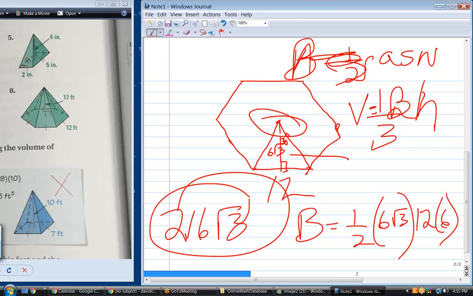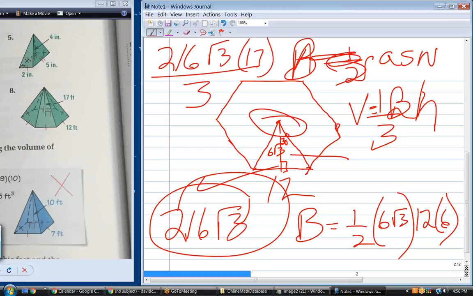Okay. When you say divided by 3, it's really easy to forget that and end up just using base times height. Okay, well, I know my area of my base is that. My height is 17, so I have 216 root 3 times the number 17 divided by 3. Okay. And that is 72. So it's 72 times 17 times root 3 is your answer for number 8.